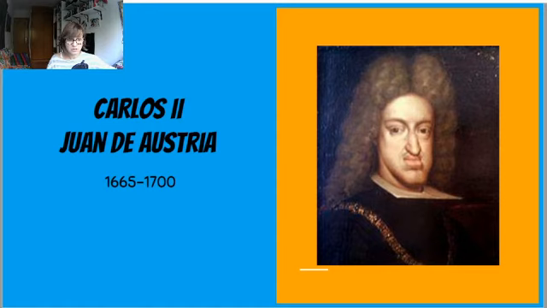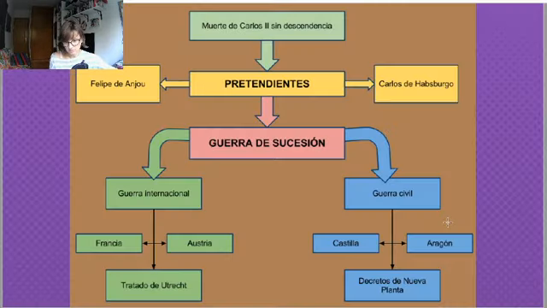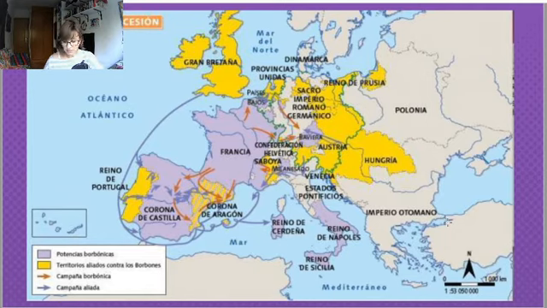Carlos II, this guy here, was the last of the Habsburgs. He died without heirs, creating a serious conflict over the succession. This conflict became the War of the Spanish Succession, from 1700 to 1714. Charles II, Carlos II, had named Philip of Anjou as his successor to the Spanish throne.